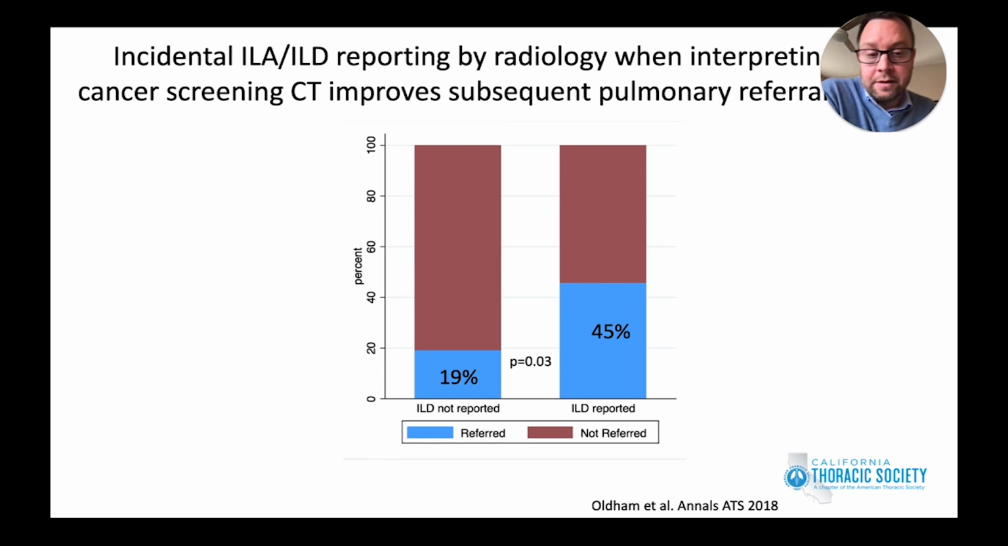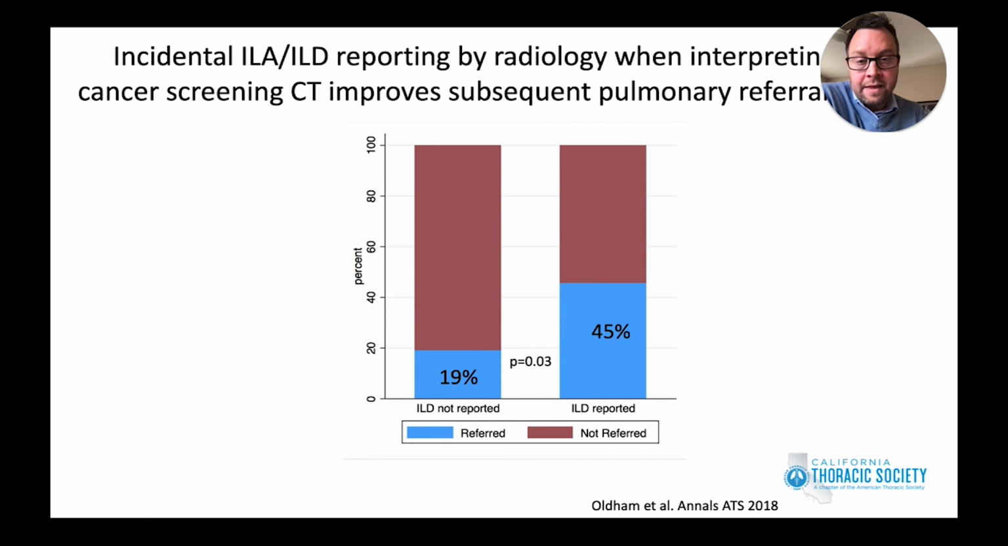This is a paper that we published in Annals ATS in 2018, just looking at ILA reporting in patients undergoing lung cancer screening CTs. We did, as others, notice that roughly about 10% of patients undergoing lung cancer screening CT had some degree of interstitial lung abnormalities, and that when those were reported, you see a much higher percentage of patients who were referred for ILD evaluation than when they were not reported. It's important to note that still half of patients for whom they were reported did not receive a referral, so reporting is not the entire story here.